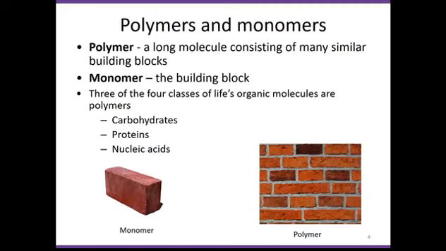Okay, let's do this monomer polymer thing. So really quick, what is monomer, or what does poly mean? And if you guessed many, you got it right. Mono means one, poly means many. So a polymer is a long molecule consisting of many similar building blocks, and the monomer is simply the building block. So the analogy I like to use here is the monomer is kind of like the brick, and the polymer is kind of like the brick wall. You attach together a bunch of bricks, you get the brick wall. You attach together a bunch of monomers, you get the polymer.